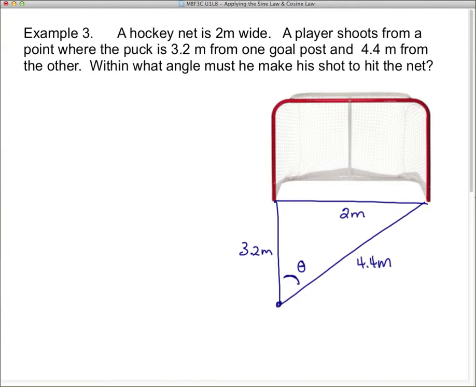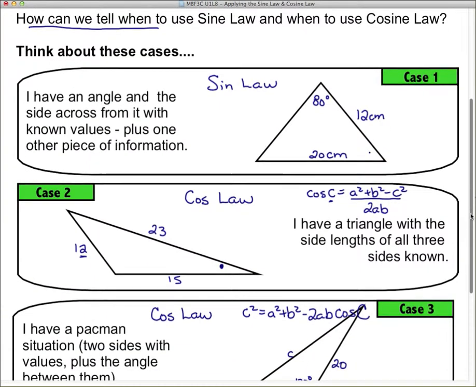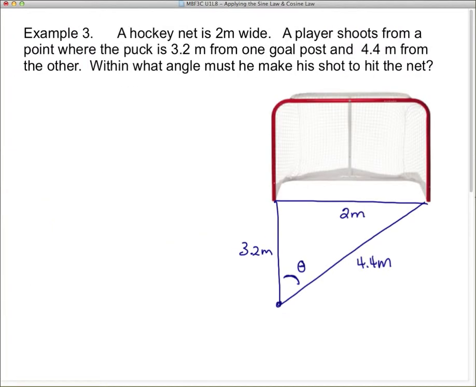So look back at our cases. What do we need if we have all three sides? So looking down, I have this one. I have the triangle with all three sides known. So it's cosine law. So we're going to go back over here and we're going to apply cosine law. It's cosine law where I find an angle. So it's this one. It's cos C equals a squared plus b squared minus c squared over 2ab.